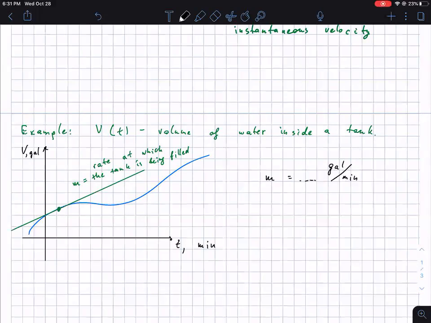Which means that M represents the change in volume per unit of time. So it's the rate at which the tank is being either filled or emptied. So this is a relationship between the graphs and the slopes of those graphs. The slope of a graph is the rate of change. This is like a mini intro to related rates problems, which you will do in calculus.